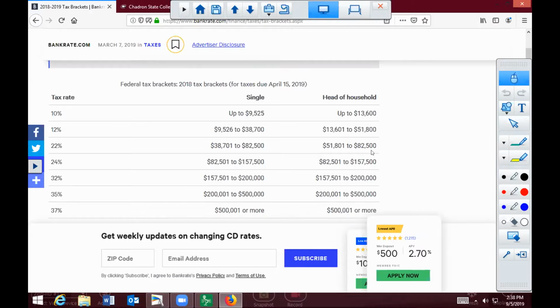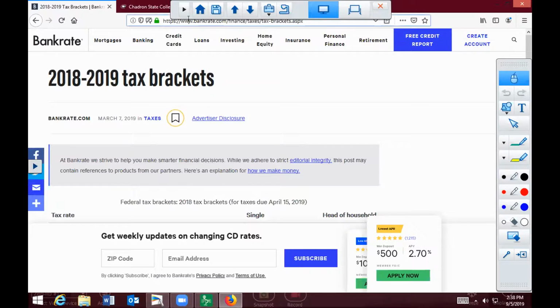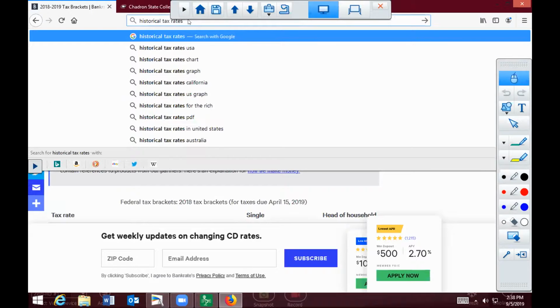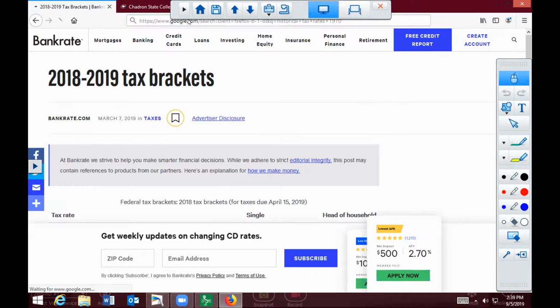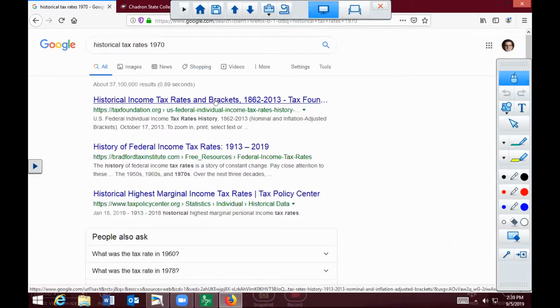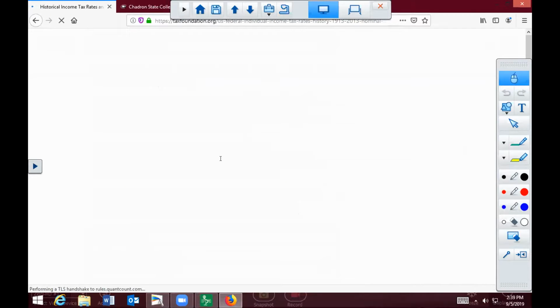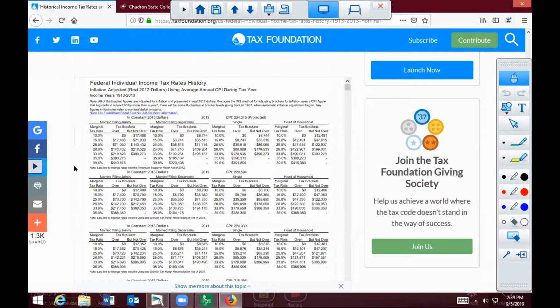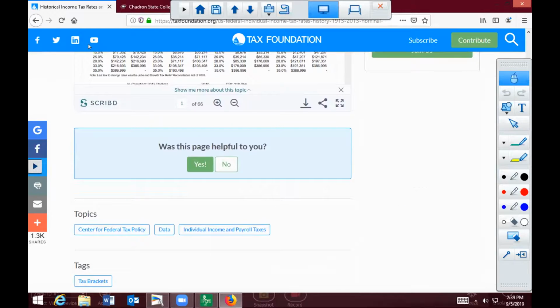But these rates weren't always like this, right? So real quick, historical tax rates in like the 1970s or something. They got really wild and crazy for a while. Oh, we don't want to be reading this. No, we want to look at a chart.